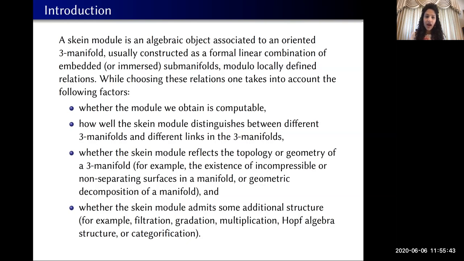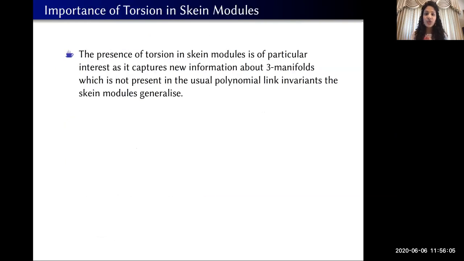Okay. So in our talk, we will focus on whether Skein modules say anything about the existence of non-separating surfaces in a three manifold or not. Usually the existence of non-separating surfaces in a three manifold reflects itself in the Skein module as torsion. So just like in Khovanov homology, torsion is an important property because it's not present in the Jones polynomial, which it categorifies. Similarly, the presence of torsion in Skein modules is of interest to us.